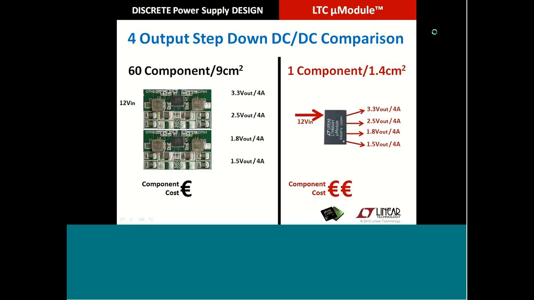The comparison between the discrete power supply design and the micro module is shown on this slide, you can see the differences. The input voltage and outputs are exactly the same, 12 volts in and 4 outputs, 4 amps each. You can see that the component size and the component count is completely different. We've got 60 components on the left-hand side and just one component on the right-hand side.